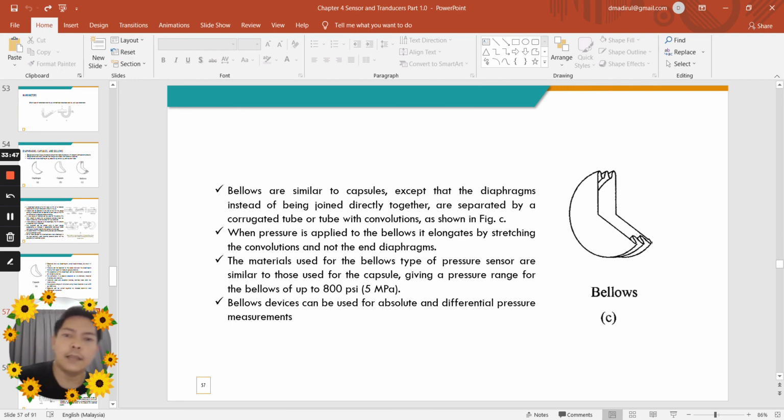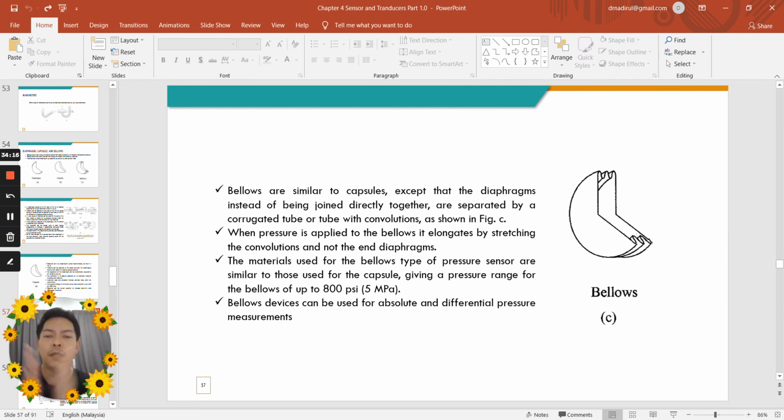Another type of pressure sensor is a bellows. Bellows are similar to a capsule, except that the diaphragms, instead of being joined directly together, are separated by a corrugated tube or tube with convolutions, as shown in figure C. So the diaphragms here are separated by the corrugated tube. When pressure is applied to the bellows, it is elongated by stretching the convolutions and not the end of the diaphragm.